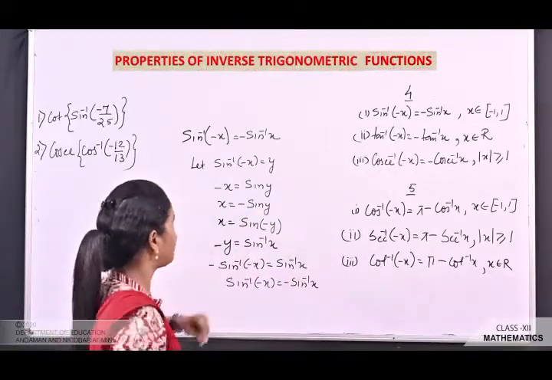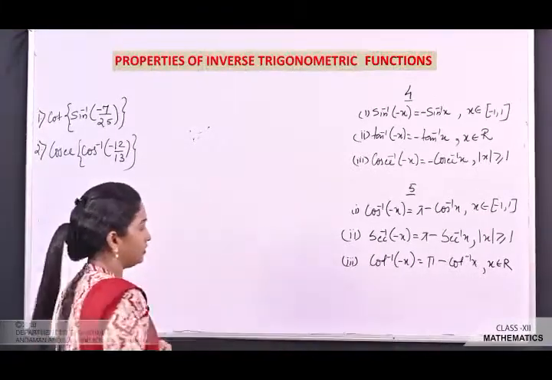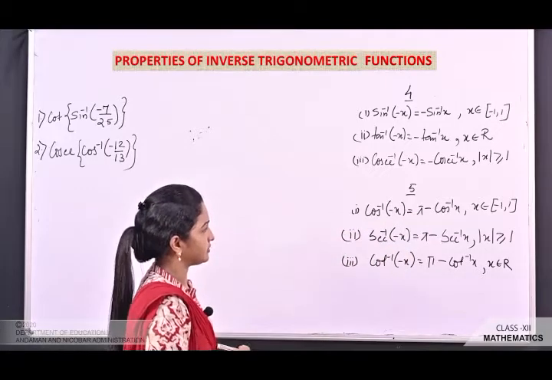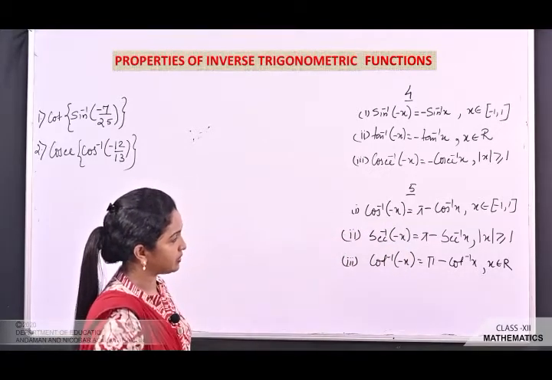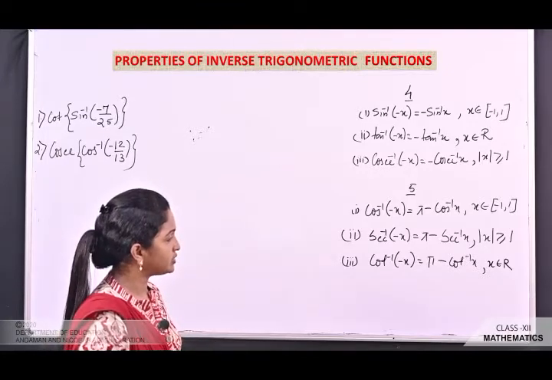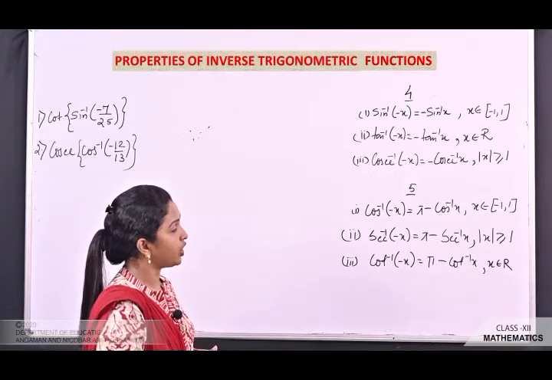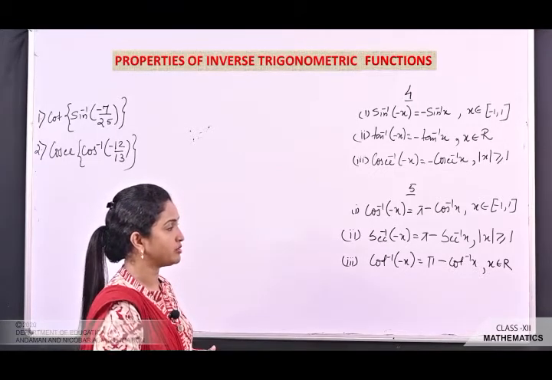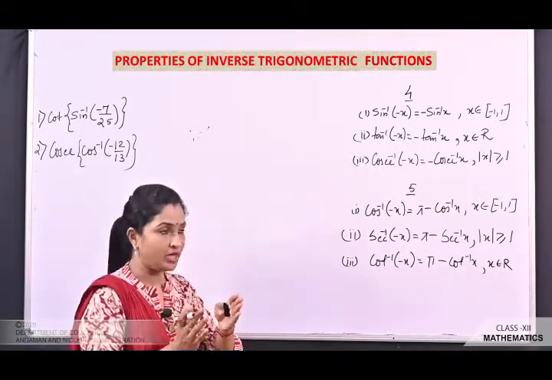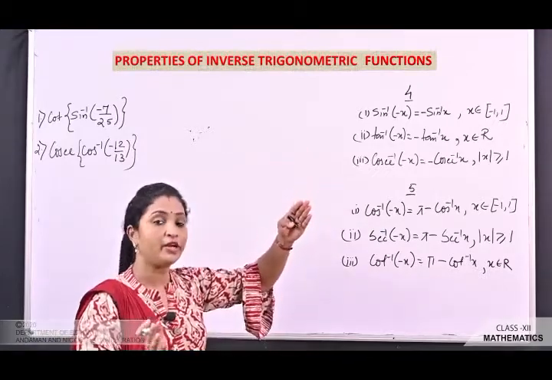Now we'll move on to the fifth property. See the fifth property. Cos inverse of minus x is pi minus cos inverse x, x belongs to [minus 1, 1]. Secant inverse of minus x is pi minus secant inverse x, mod x greater than or equal to 1. Cot inverse of minus x is equal to pi minus cot inverse x, x belongs to R. Actually these six are together, but since the values are different, we have just made it into two properties.